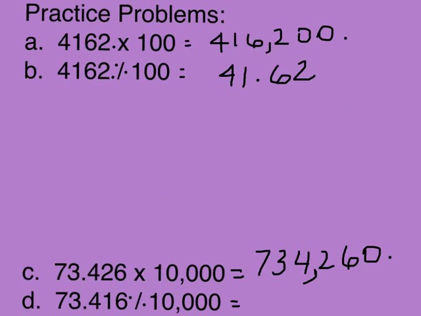Alright, now in D, we're going to divide by 10,000, so we're going to move the decimal point 4 places to the left. And again, we're going to have to put some placeholders in here because we only have 2 decimal places. So we'll add the 2 zeros and then put everything that's left. And there you have it.